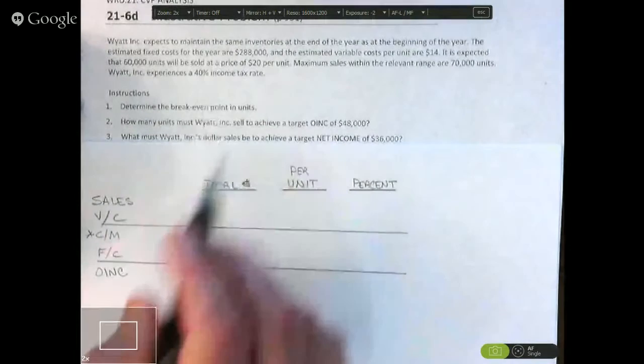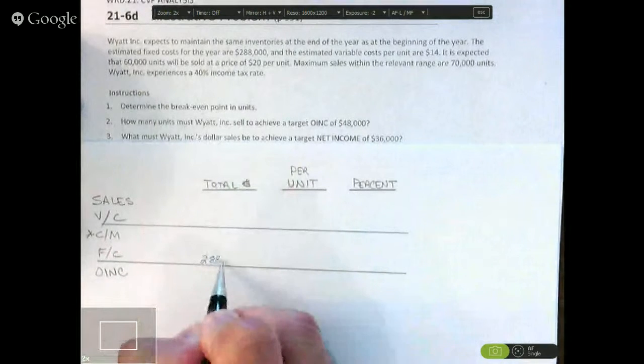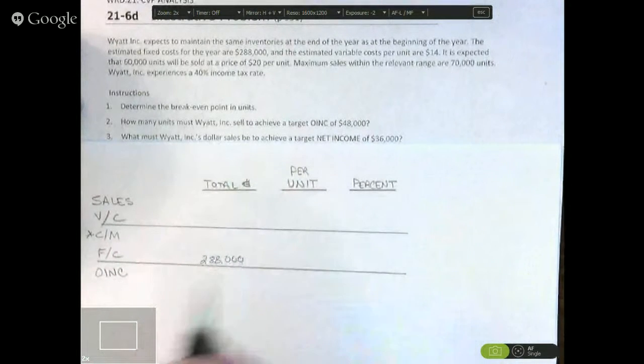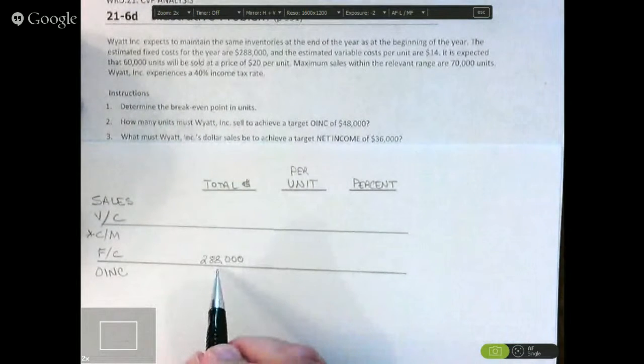Okay, so let's put some of the information from the problem. First item is that we have fixed costs at $288,000. And remember, for fixed costs, it's always a bad idea to unitize fixed costs. Never calculate a fixed cost per unit, but always treat fixed costs in total, because they are controlled by managers' decisions about time.